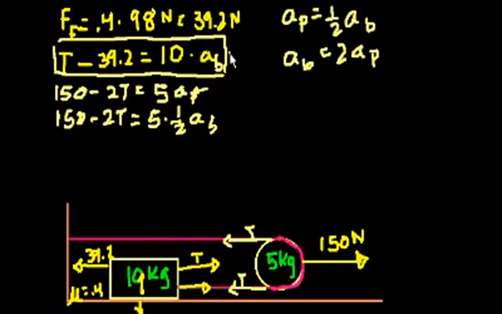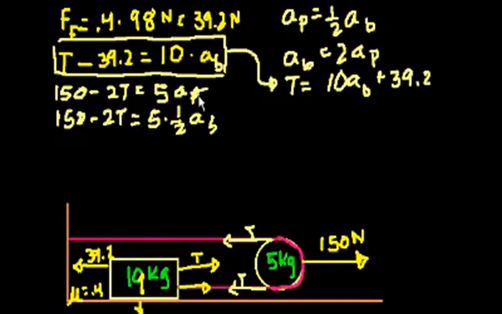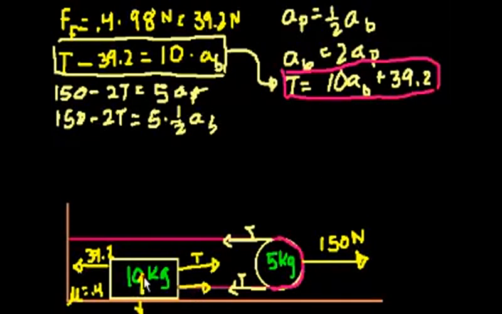And actually, it would have been a good idea here to solve for tension. So what is the tension pulling on this block? The tension is equal to 10 times the acceleration of the block plus 39.2 newtons. And actually, this is probably the one that I should have squared, because this is even more useful than what I wrote before. So we figured out the tension of the rope here in terms of the acceleration of the block. And then we moved on to the pulley.